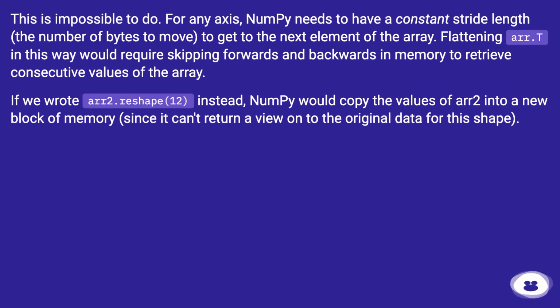For any axis, NumPy needs to have a constant stride length, the number of bytes to move, to get to the next element of the array. Flattening R.T in this way would require skipping forwards and backwards in memory to retrieve consecutive values of the array. If we wrote R2.reshape(12) instead, NumPy would copy the values of R2 into a new block of memory, since it can't return a view onto the original data for this shape.